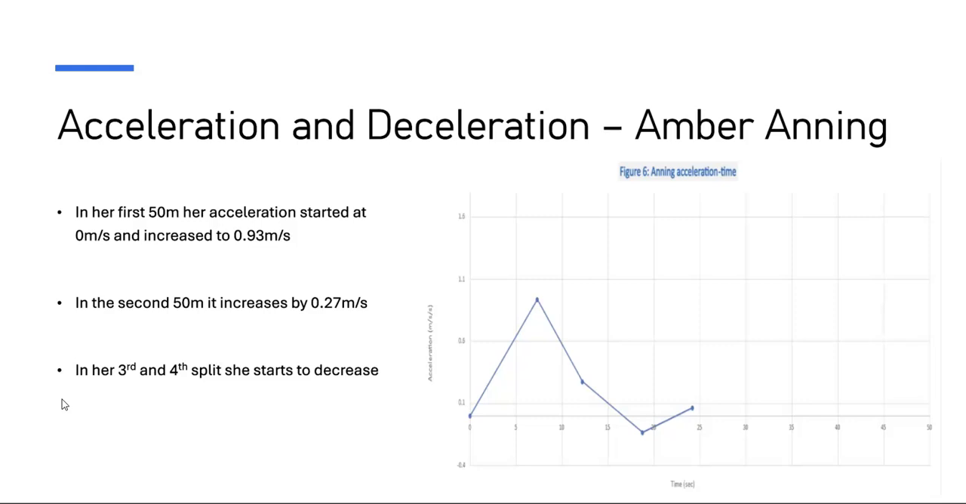In the second 50 meters, it increased by 0.27 meters per second. This is because she is slowly reaching her max velocity. In her third and fourth split, she started to decrease. Like Usain Bolt, as she starts to get fatigued, her velocity decreases, meaning she starts to decelerate.